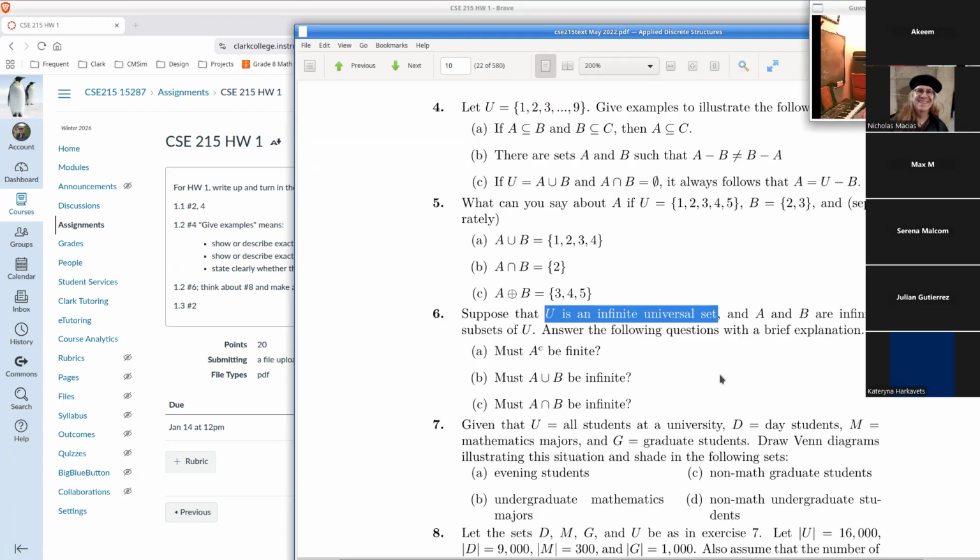And those are worth just kind of thinking about, trying some examples. You know, some infinite sets, the integers, the reals, for example. Play around with that, see what you think.